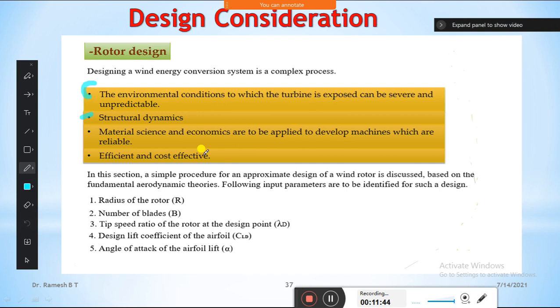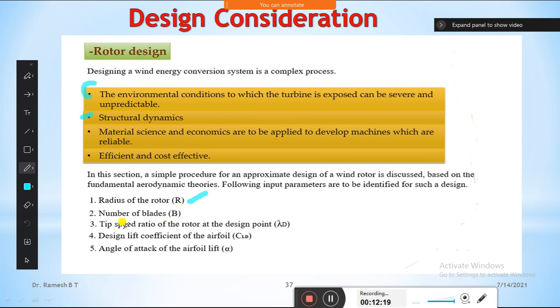And in this rotor design, the important thing is the radius of the rotor. The first parameter we are going to use is the radius of the rotor, or diameter. This is the diameter of the swept area that we are calculating. That swept area depends on the rotor radius and the number of blades. If you go with more blades, of course it will rotate faster, but it will also reduce the efficiency, because it will increase the weight. And tip speed ratio is most important.